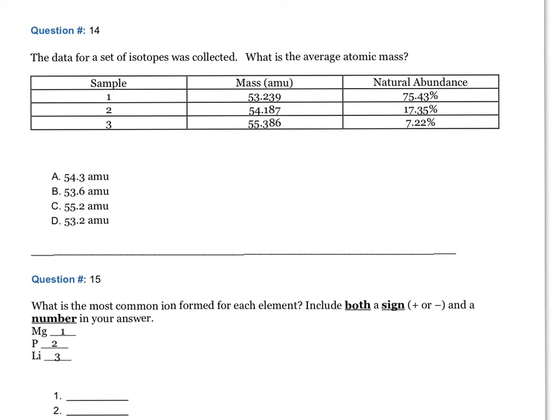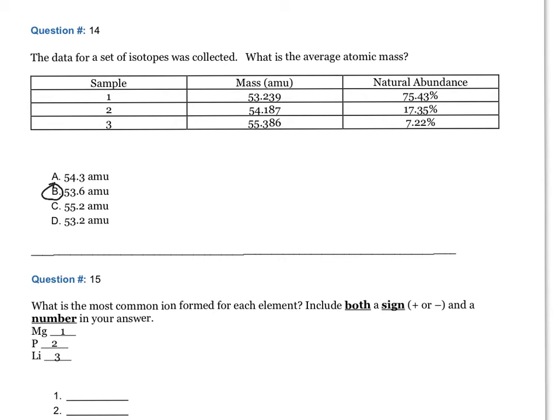Question 14. The data for a set of isotopes was collected. What is the average atomic mass? The answer is B, 53.6 AMU.